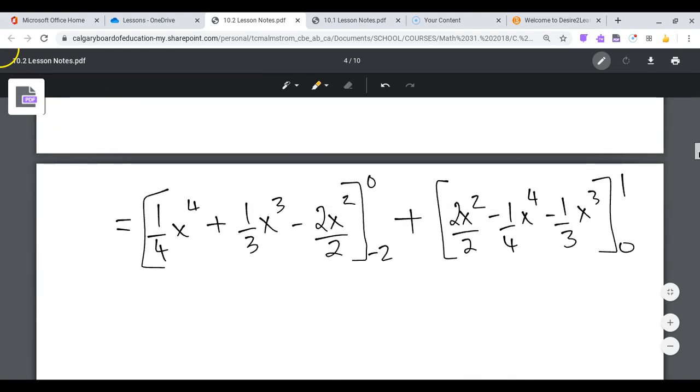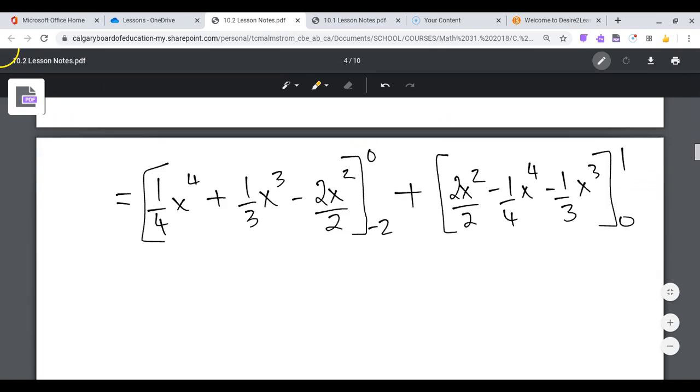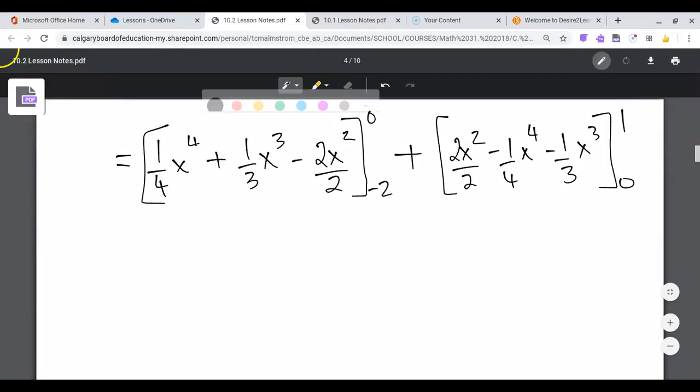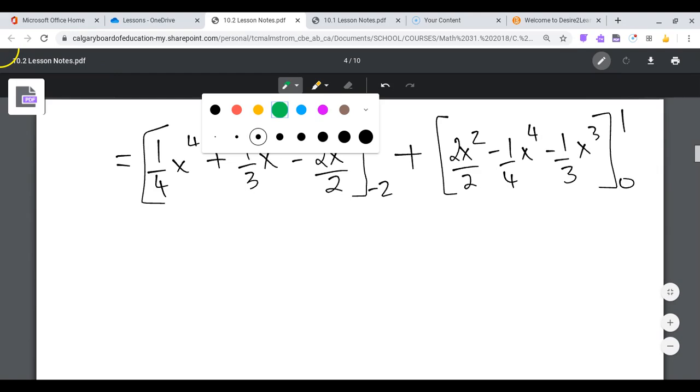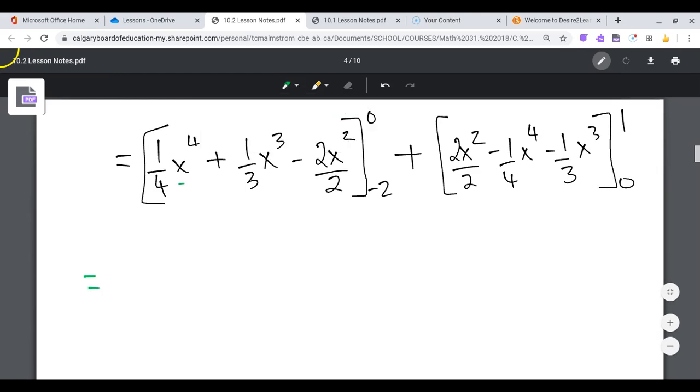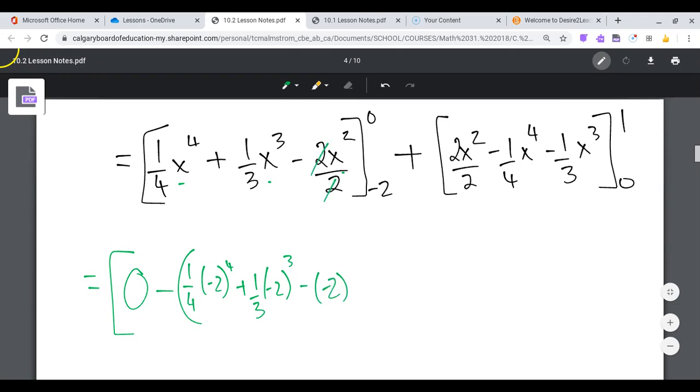Okay, so here's where there's a lot of having to substitute stuff in. Make sure you put them in the right order. If I put 0 in this first function, I get 0, 0, 0. So I'm going to get a 0 just to not have to write out so much stuff. Subtract when I put in the -2. Okay, so this is region 1. 1/4 (-2) to the 4th, make sure you have this in brackets, plus 1/3 (-2) cubed minus, those 2's cancel, (-2) squared.